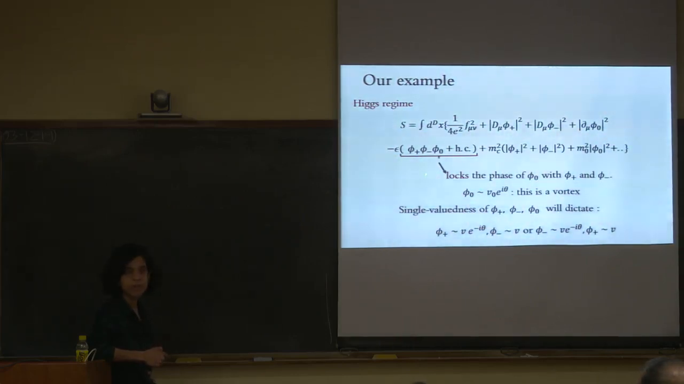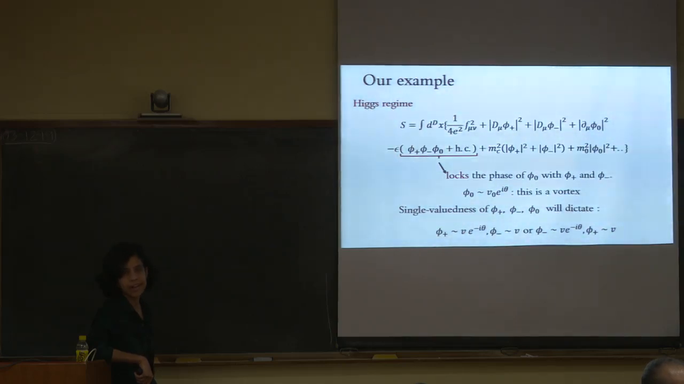You said the way to make that term minimum is to make phi plus, phi minus and phi 0 real. Yes. And therefore, if phi naught winds with a phase, phi plus and phi minus together have to wind with the opposite phase. Yes. So if phi naught has winding 1, then you can compensate that by phi plus and phi minus together having winding minus 1.